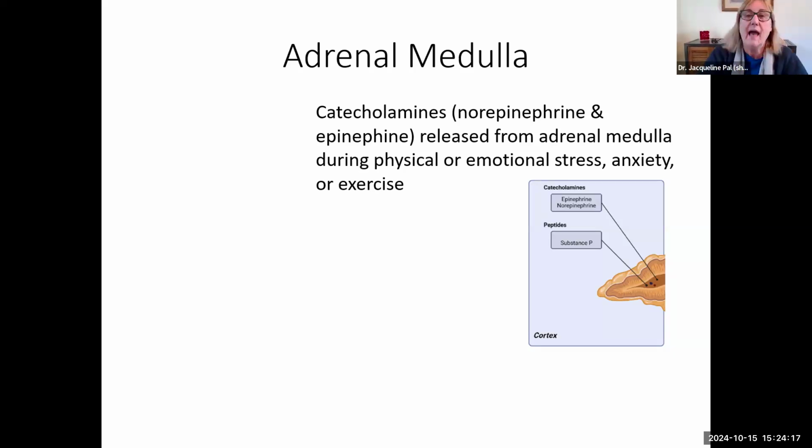Okay? So catecholamines will be released from the adrenal medulla when you're exercising, if you have emotional stress, if you have anxiety, taking a test, if you have physical stress. And how this happens is courtesy of your sympathetic nervous system.